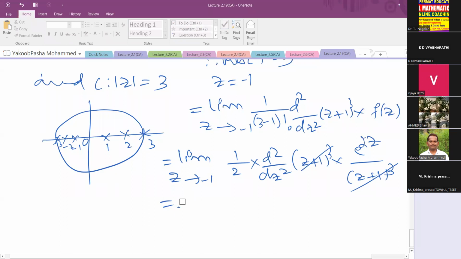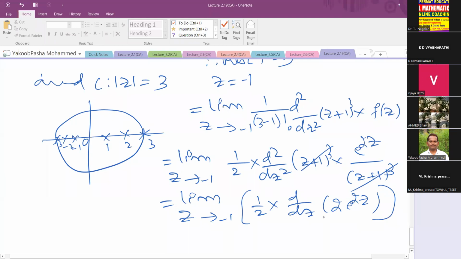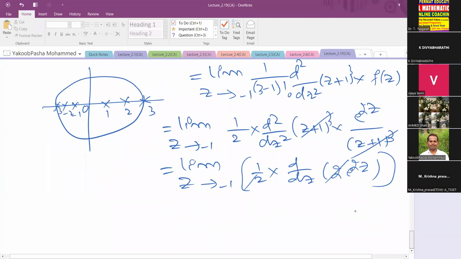differentiate e to the power of 2z. So it is 1 by 2 of the derivative d by dz of 2 into e power 2z. The 2 will be cancelled. And again differentiate once. So d by dz of e power 2z is 2 into e power 2z. While applying z tends to minus 1, we get 2 e power minus 2.